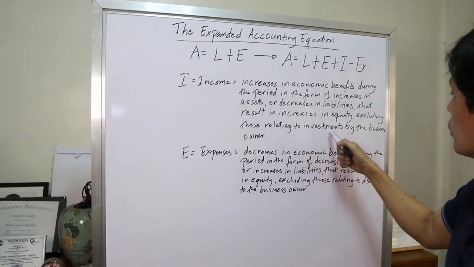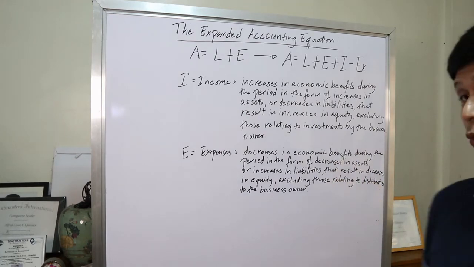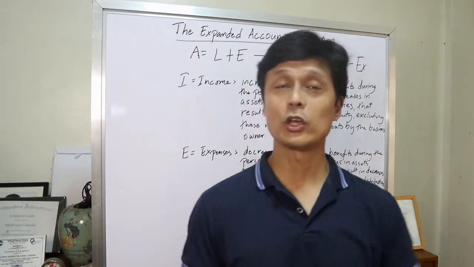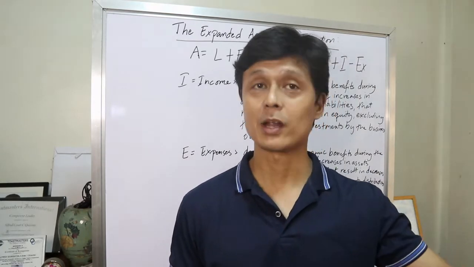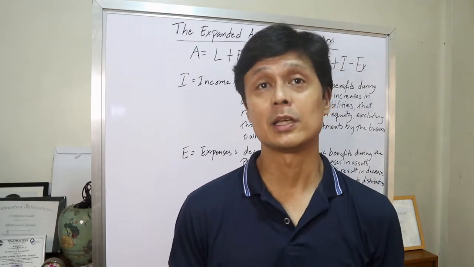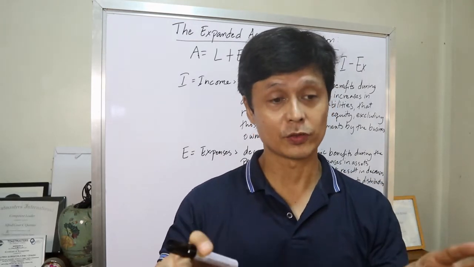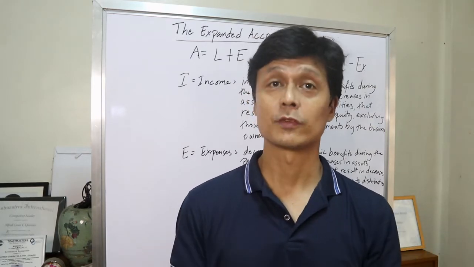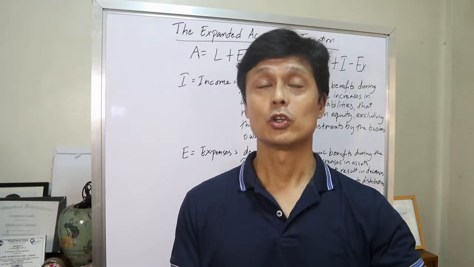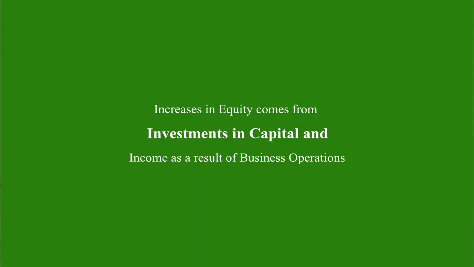Excluding those relating to investments by the business owner. So it only means that excluding yung investment or yung perang ipinasok ng owner, yung initial investment niya dun sa company. So these are two different types of sources of yung equity. Number one is yung galing dun sa owner, no, yung capital niya, yung pinang-invest niya, and number two, increase comes from the income, yung kinita niya dun na sa operation ng business.